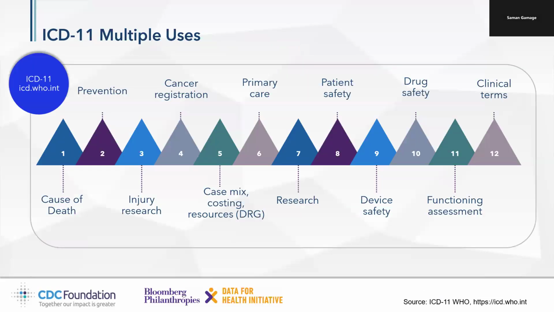Therefore, there are multiple uses of ICD. It can be used for cause of death, prevention, injury research, cancer registration, case mix costing, resources and DRGs, primary care, research, patient safety, device safety, drug safety, functioning assessment, and for clinical terms. So there are multiple uses of ICD-11.